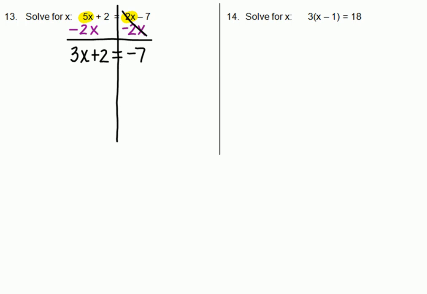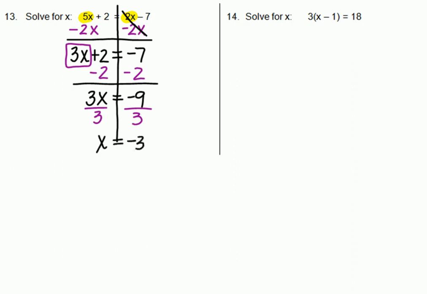Okay, next we'll move on to boxing our variable and doing the opposite of what's not in the box. So that leaves us with 3x equals negative 9. The last step to get x by itself is to divide by 3. So we can see that x equals negative 3.